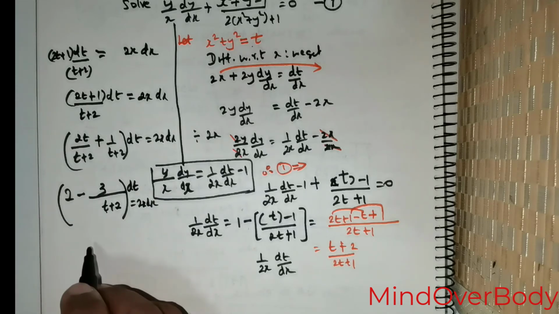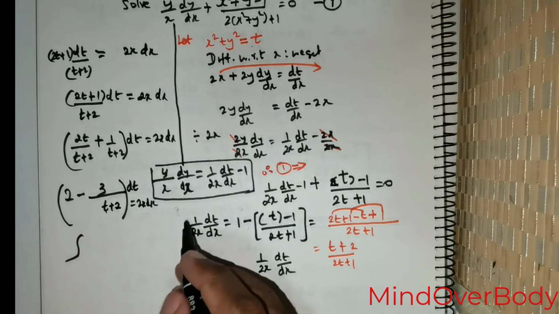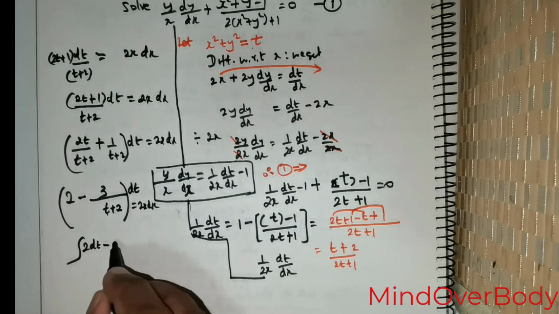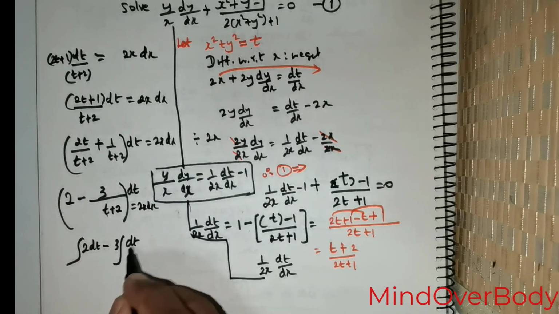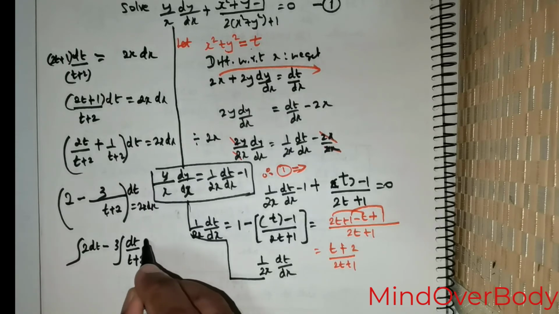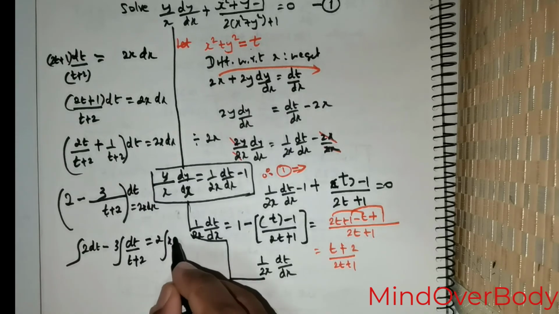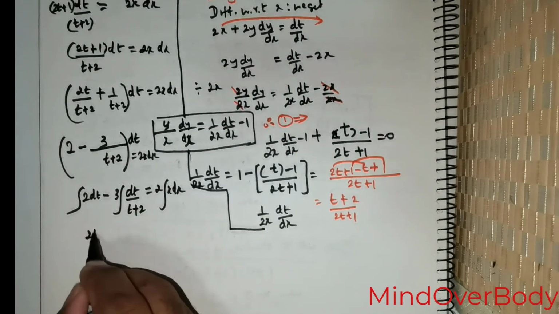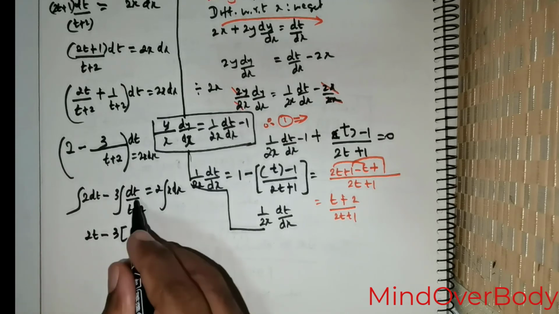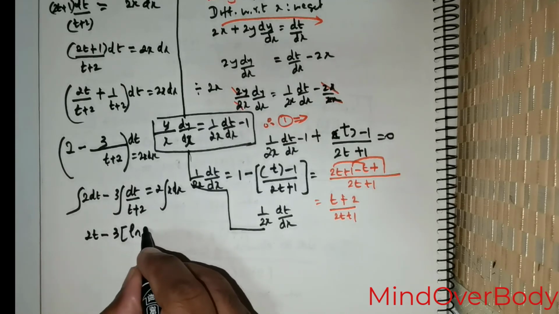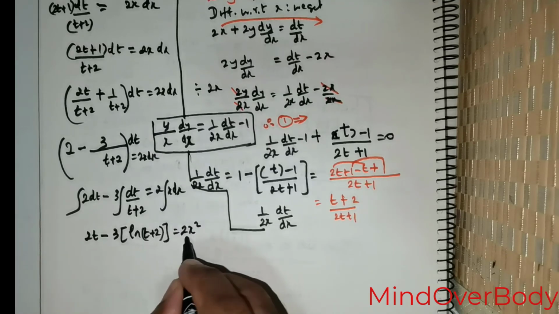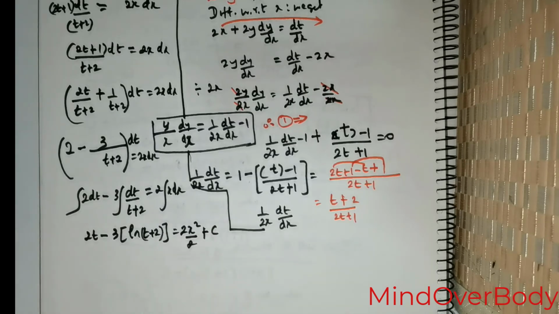Now this is clearly the quantity that we have over here. So what I wish to do is integrate this now. Let me rewrite this: 2 times dt negative 3 times dt divided by t positive 2 is equal to 2 times the integral of x dx. Now this is going to give me 2 times t followed by negative 3 times ln of t positive 2, and the right side gives 2 times x squared divided by 2 positive c.